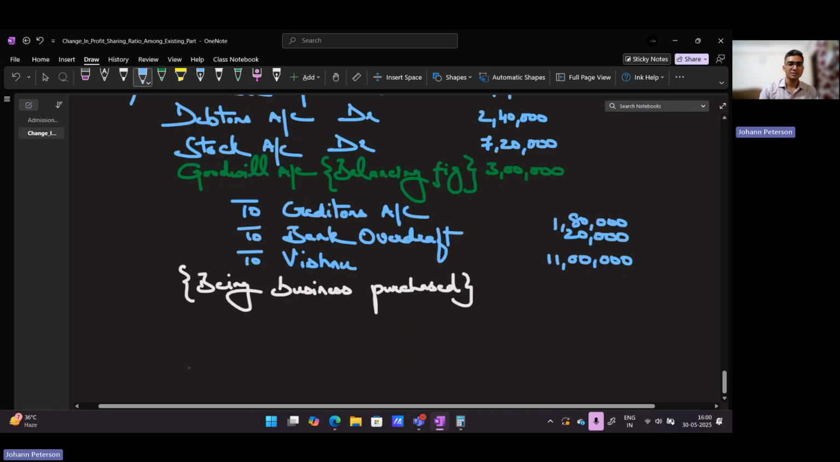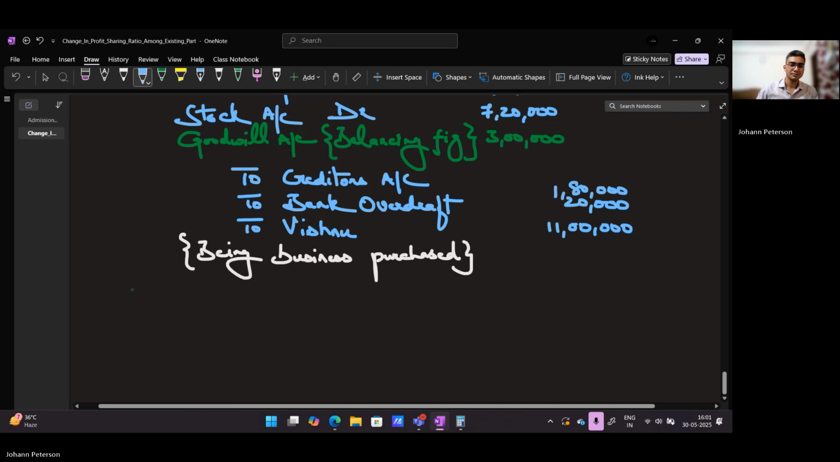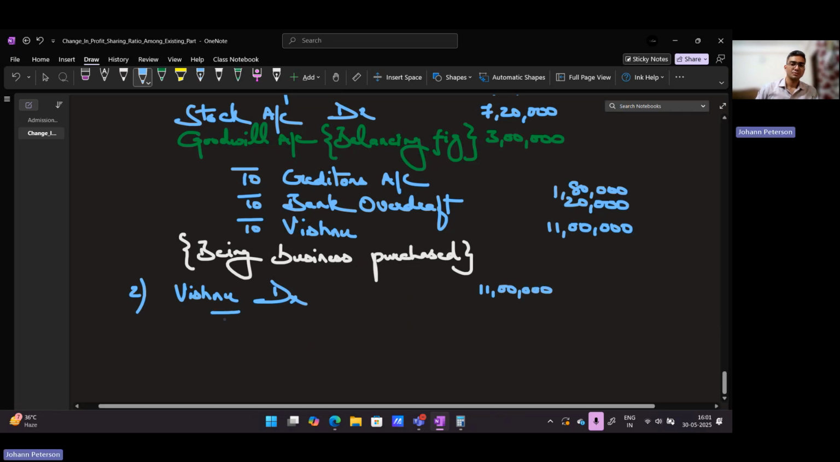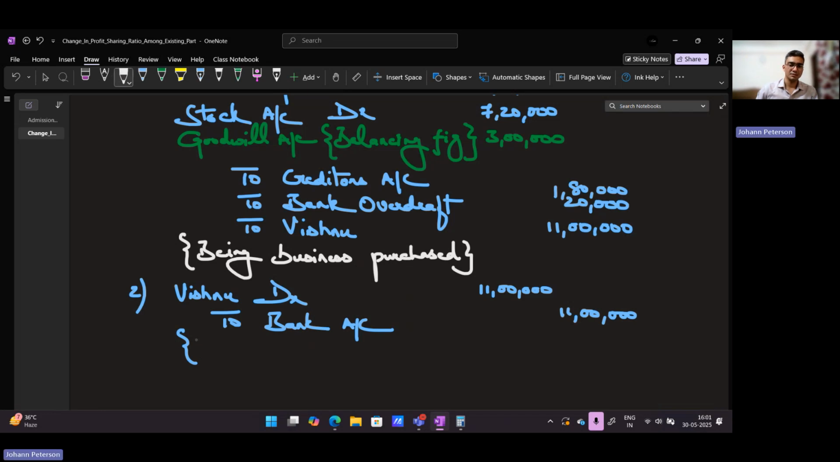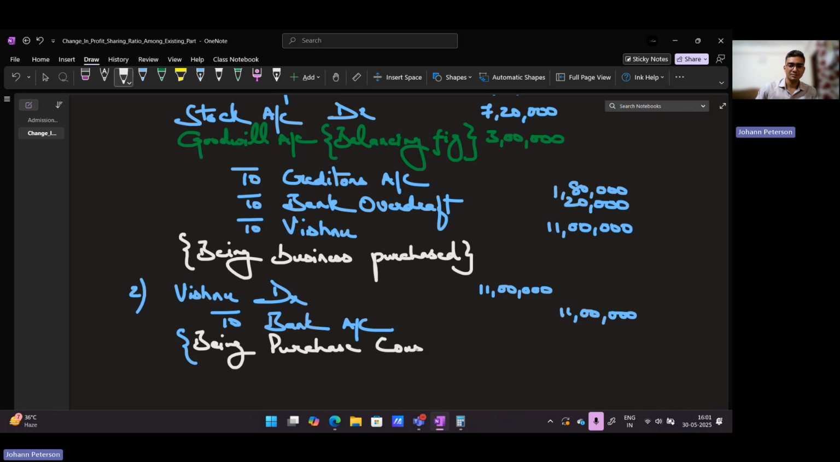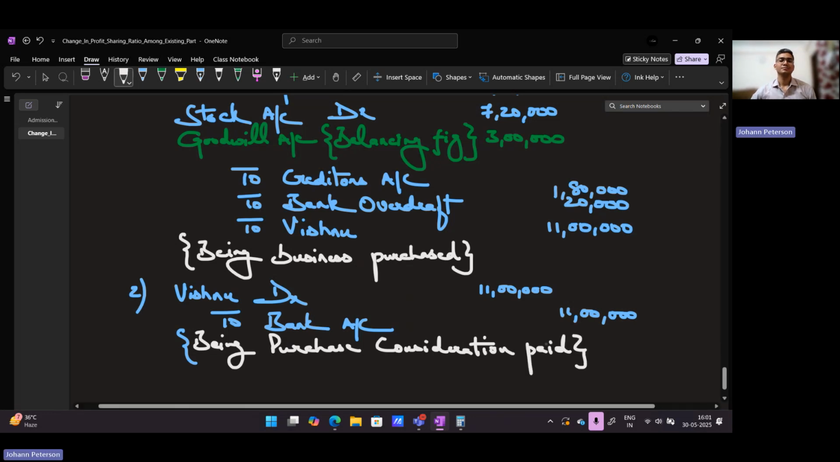The second entry. Now when this money is going to be paid, the entry would be Vishnu debit. The amount would be 11 lakh to bank account. Amount would also be 11 lakh because you're paying this much amount. Narration being purchase consideration paid, because you're paying it.